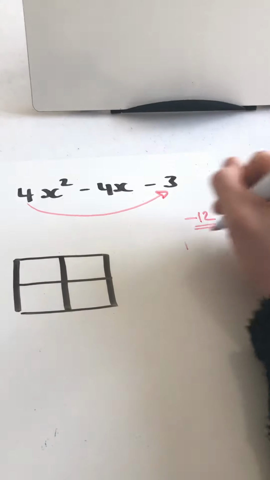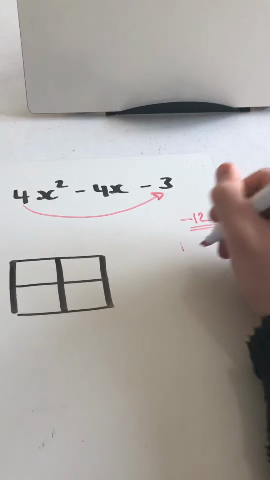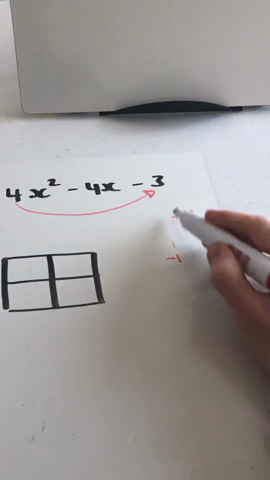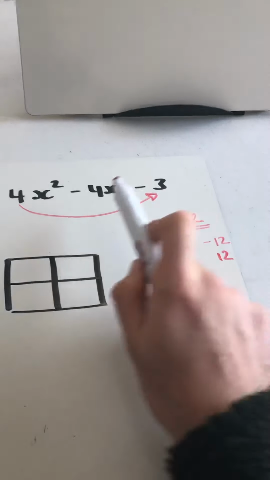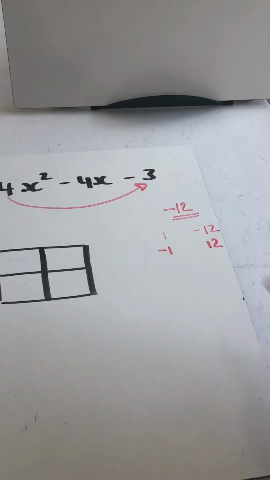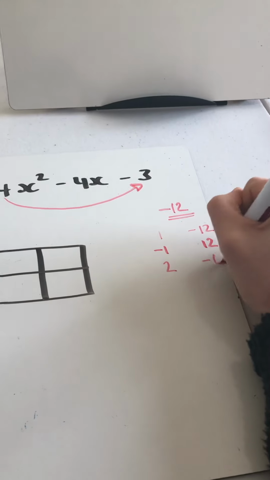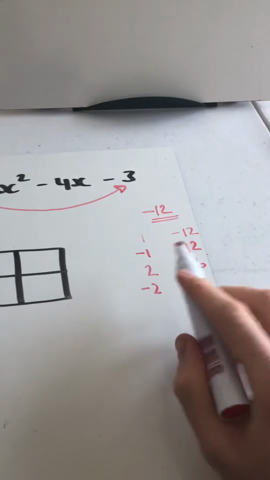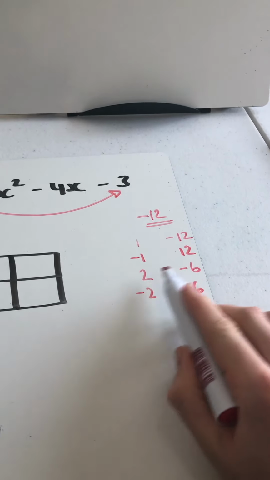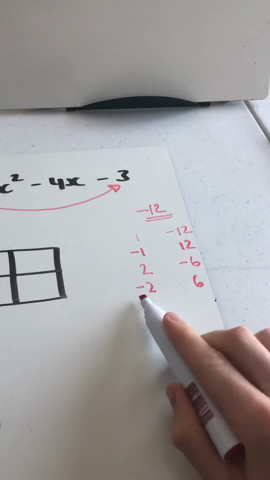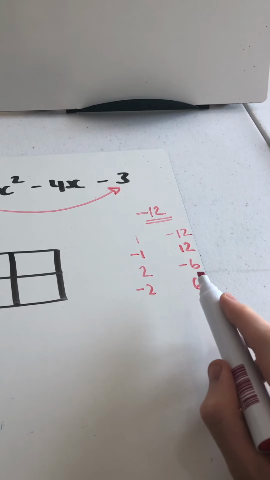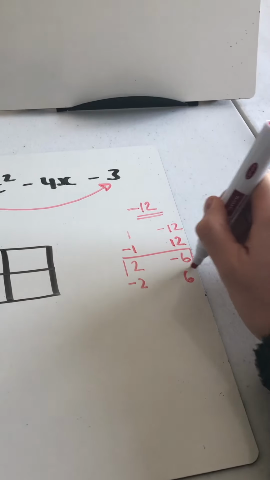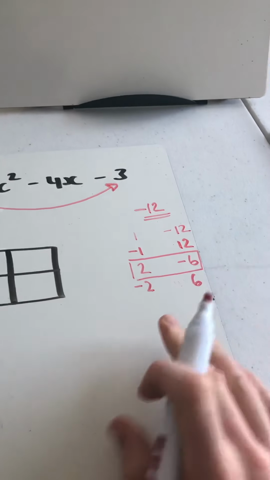So we could use 1 and negative 12, negative 1 and positive 12. These combinations would both multiply to get us negative 12, but would they add to get us negative 4? No, they wouldn't. So let's look at 2 and negative 6, or negative 2 and positive 6. Would these two combinations multiply to get you negative 12? Yes, they would. Which one would add to get us negative 4? It would have to be this combination here, which is positive 2 and negative 6.